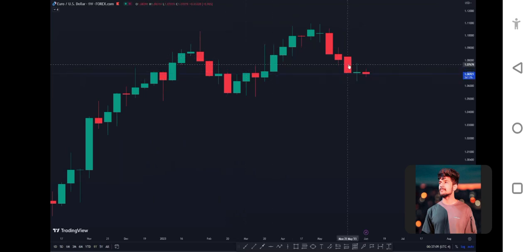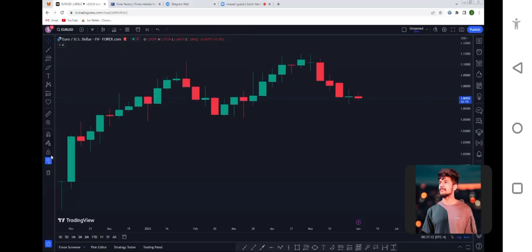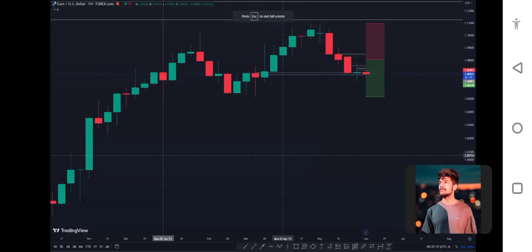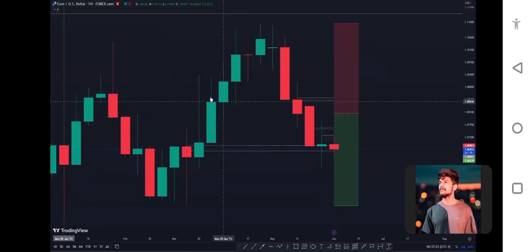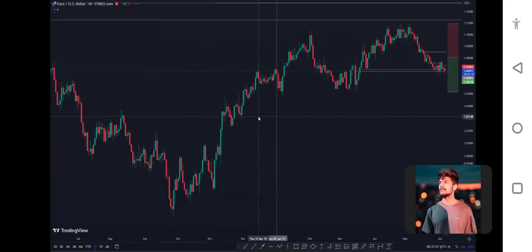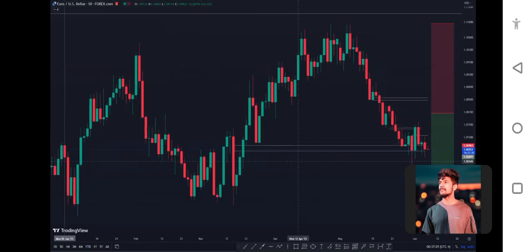So, what we can see in this chart, these are the levels for this chart, and quickly let's switch to the lower time frames slowly.